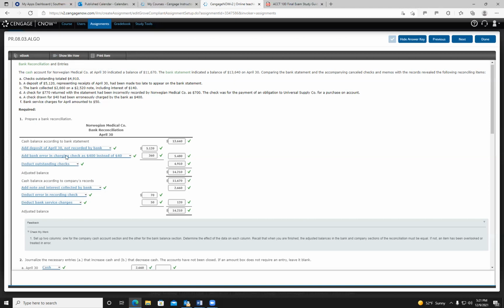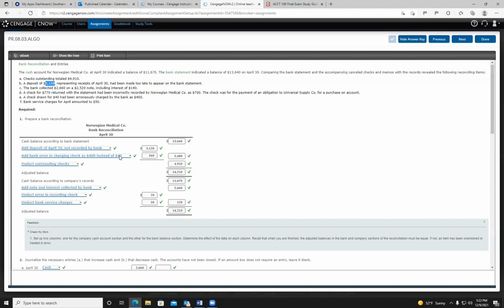So if we look here, we have the cash balance according to the bank, and then we have the cash balance according to the company's records, which would be the book balance. So we have the bank balance and we have the book balance. All right, so we started out with the bank balance, and it told us up here that the bank balance was $13,640. All right, so the first thing we need to do is add that deposit. So we had a deposit that we recorded on our books that had not hit the bank yet. So we need to add that into our bank account. So we're going to show right here. We're going to add that deposit in. So we see the deposit added in.